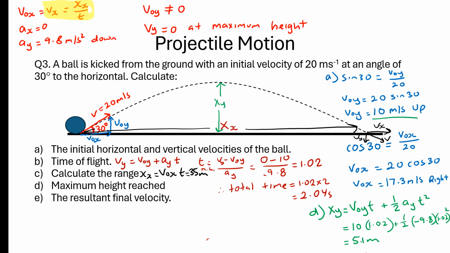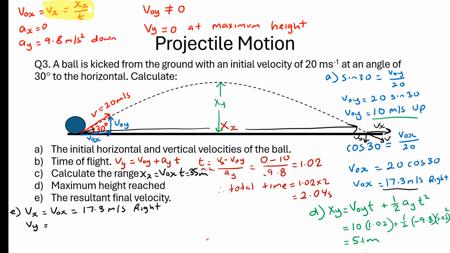So we need to know what is Vx. Before it hits the ground, Vx is equal to V naught x. The horizontal velocity at any point is equal. So V naught x is equal to 17.3 meters per second to the right. So we know Vx, which is 17.3 meters per second to the right. And now we can find Vy. What is Vy just before the object hits the ground?